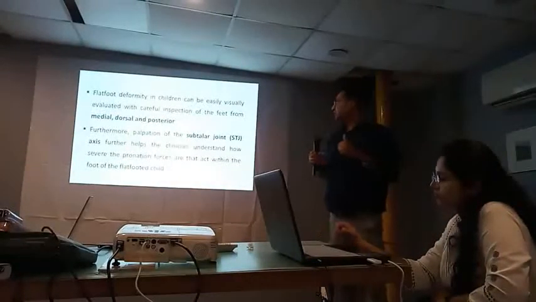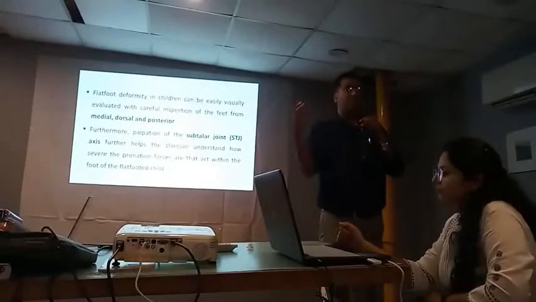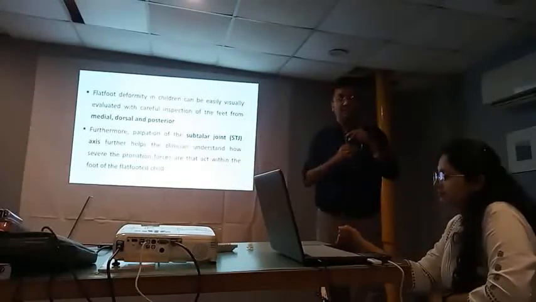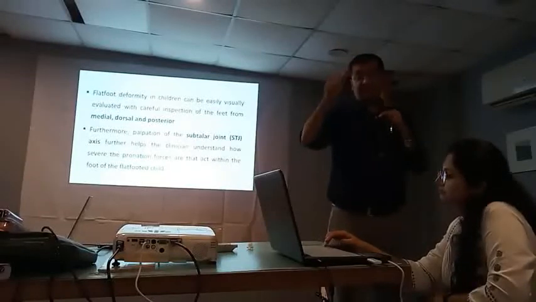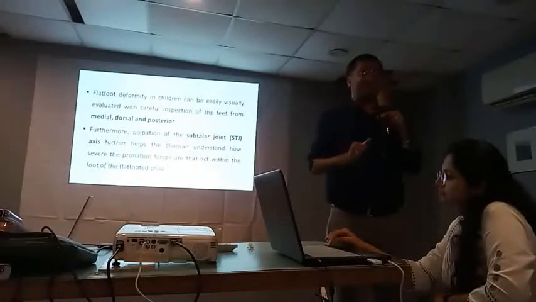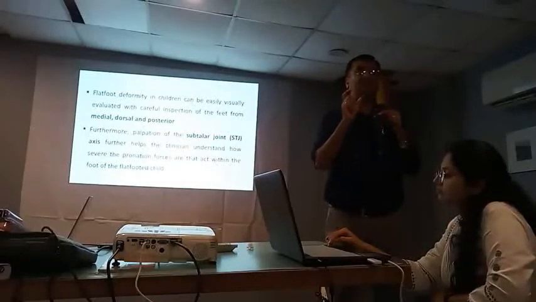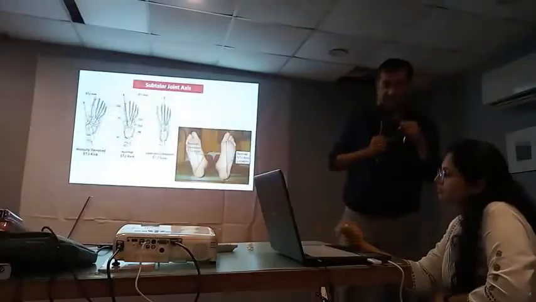Flatfoot deformity in children can easily be evaluated visually; usually you can see from all sides. You have to see from the dorsum, from the posterior side, and from the medial side also. Furthermore, palpation of the subtalar joint axis, either in the sitting position, the supine position, or the standing position. Go to next slide.